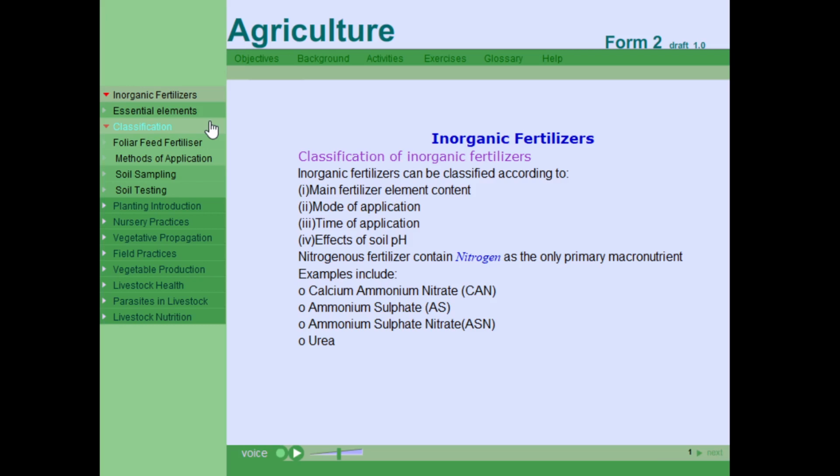Classification of inorganic fertilizers. Inorganic fertilizers can be classified according to main fertilizer element content, mode of application, time of application, and effects of soil pH. Nitrogenous fertilizers contain nitrogen as the only primary macronutrient. Examples include calcium ammonium nitrate or CAN, ammonium sulfate nitrate, and urea.